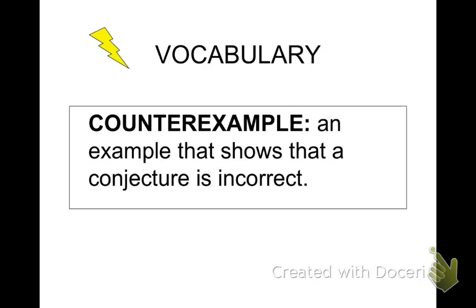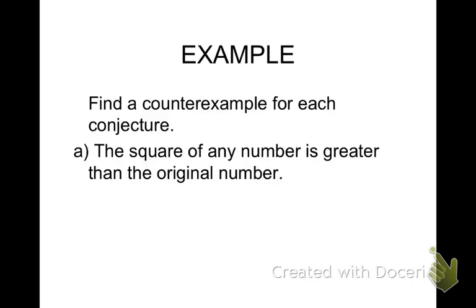Okay, so if we look at the first example that we need to come up with a counterexample for, it says the square of any number is greater than the original. All right, so the square of any number. I'm just going to pick someone, give me a random number. 6. All right, so if I square 6, what is 6 squared? 36. Is the square of any number greater than the original number? Is 36 greater than 6? Yes. Okay, so that's not a counterexample.